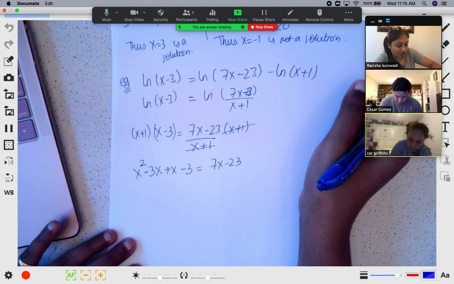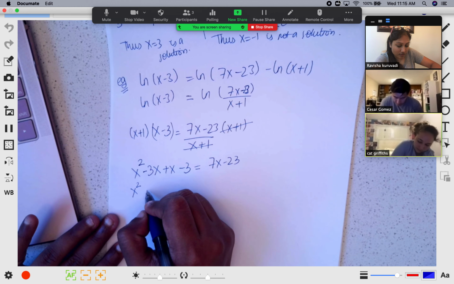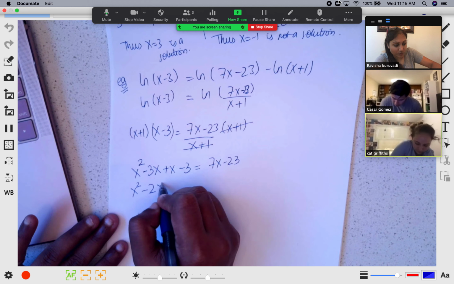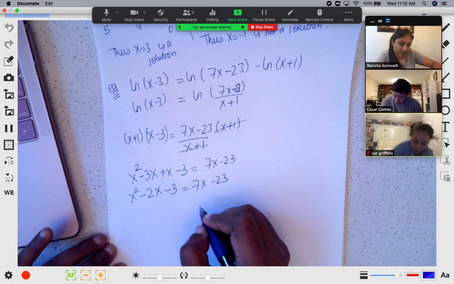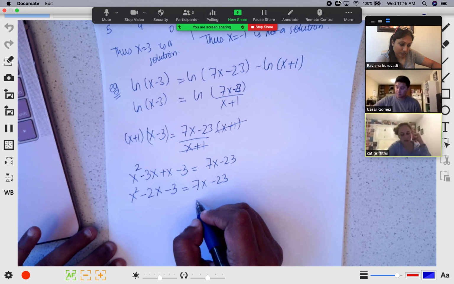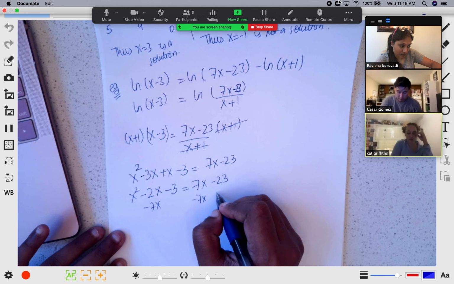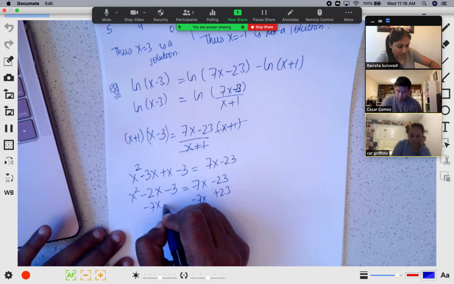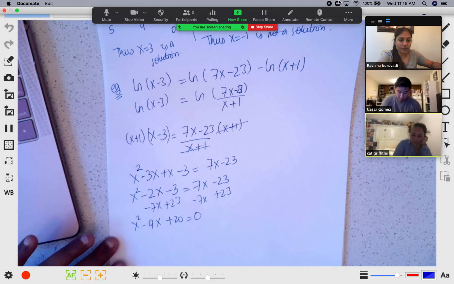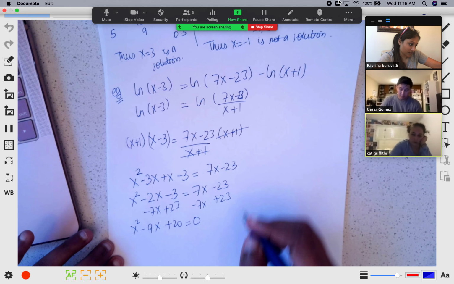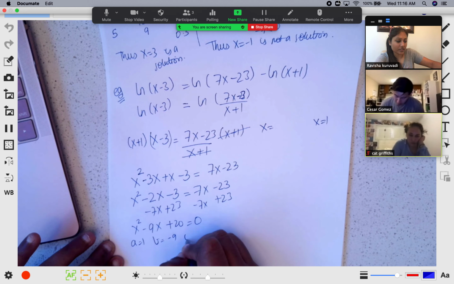Correct. Let's solve it. X squared, what is negative 3x plus x? Negative 2x, minus 3, and then you have 7x minus 23. I want to take everything on one side. You would subtract 7x and add 23 on both sides. Correct. So you get x squared minus 9x plus 20 is equal to 0. Use the quadratic formula where A is 1, B is negative 9 and C is 20.